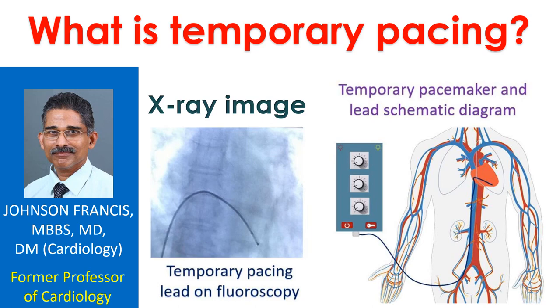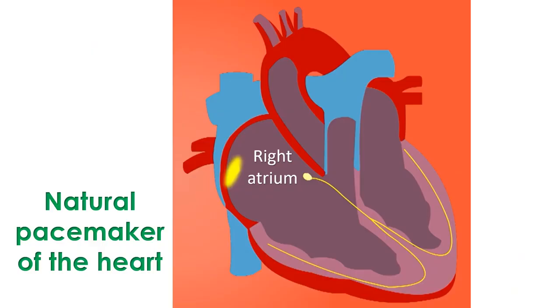Pacemaker is an electronic device used to give regular electrical signals to the heart when the heartbeat has slowed down unduly due to some disease. Normally, the heartbeats are regulated by the natural pacemaker of the heart known as sinus node, which is situated in the upper right corner of the right atrium. Right atrium is the upper right chamber of the heart.